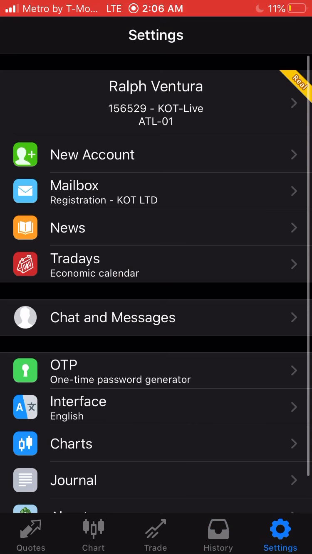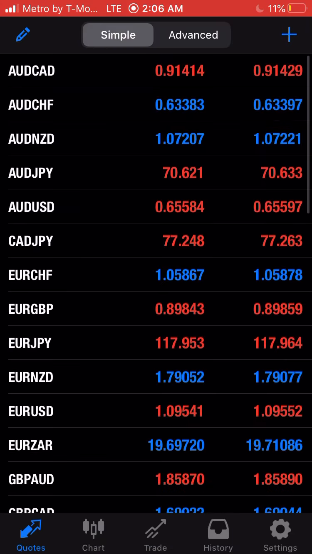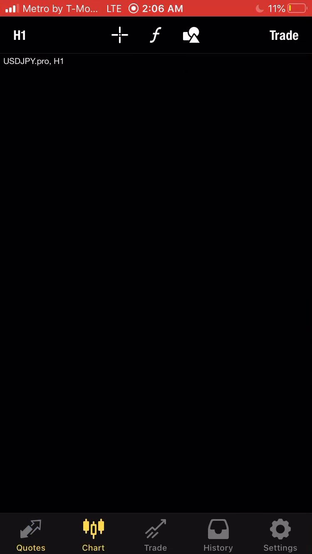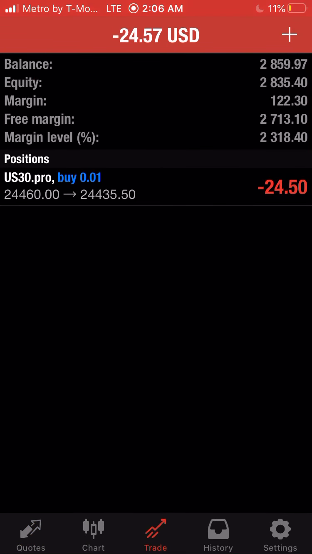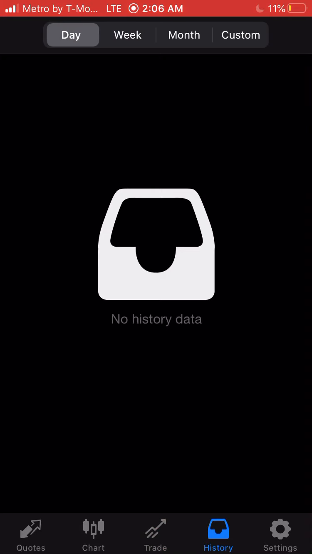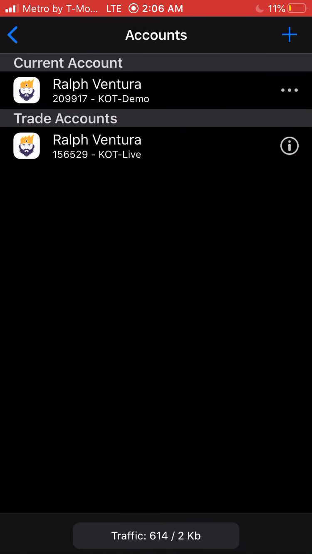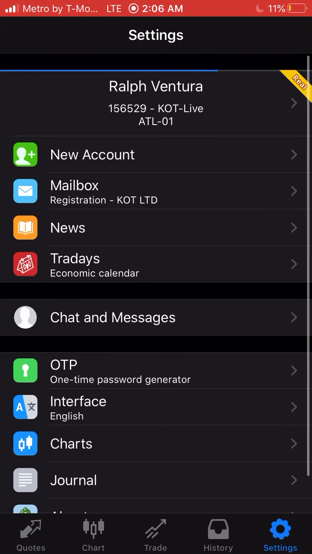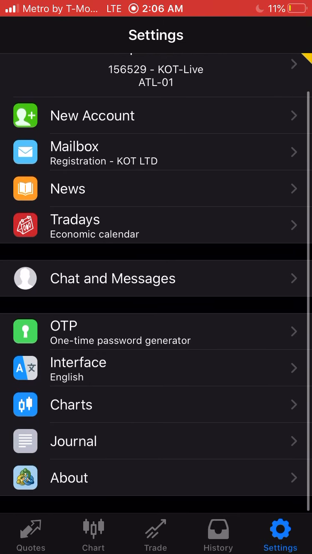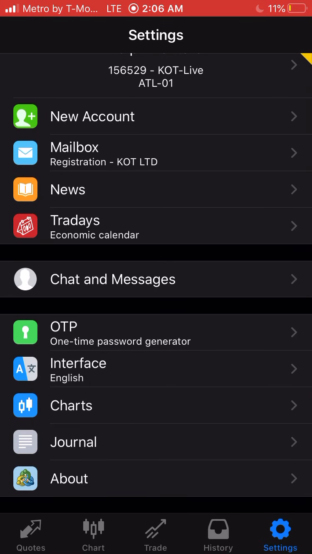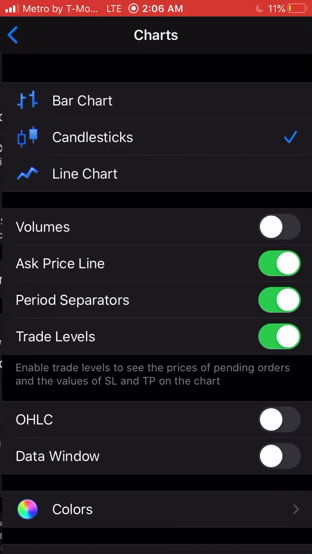And finally, settings. This is my live account, right? I can also be trading with my demo account. The same thing, 5 sections. It's just I'm using fake money. Same thing. Go back to my live account. Go to settings. It's the same thing. So we're going to be going over my charts real quick.